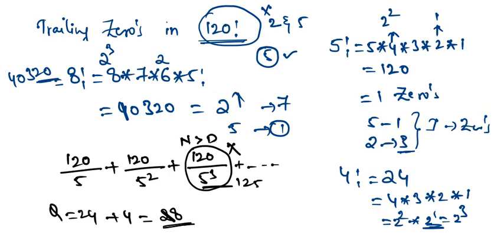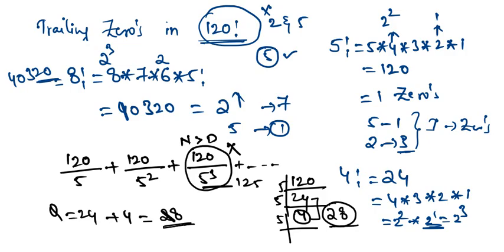Or else, what is the other method? In the sense, 120 divided by 5. So how many times can we divide? 24 times. Again 24 is divided by 5. So 5 fours are 20. 4 is not divided by 5, so we have to leave. So 24 plus 4 will be equal to 28. Number of trailing zeros will be equal to 28.